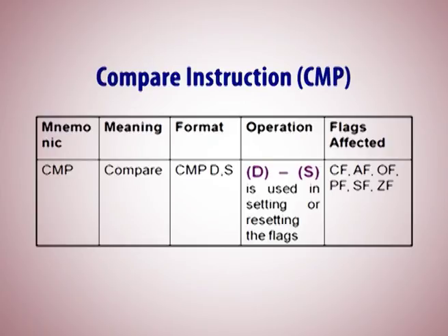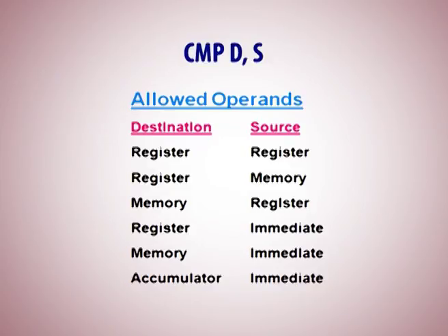The instruction performs a subtraction operation, D minus S. That means the contents of the register S are subtracted from the register D, and then the result of the subtraction operation is not stored anywhere. However, all the status register flags are affected as a result of the subtraction by this compare instruction. The operands D and S in the CMP instruction could be a register pair, register-memory pair, or a register-immediate pair.